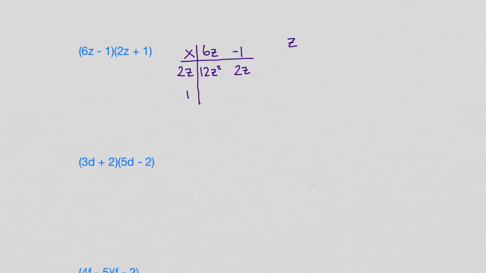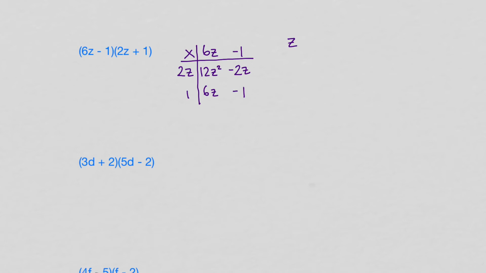And then we look at what we're multiplying together. We've got a negative and a positive. The signs don't match, so that gives us a negative answer. The next one to fill in here is 6z times 1, so that's a nice easy 6z. And then the last space here is negative 1 times 1. So 1 times 1 is 1, and a negative times a positive. The signs don't match, so that's negative 1.